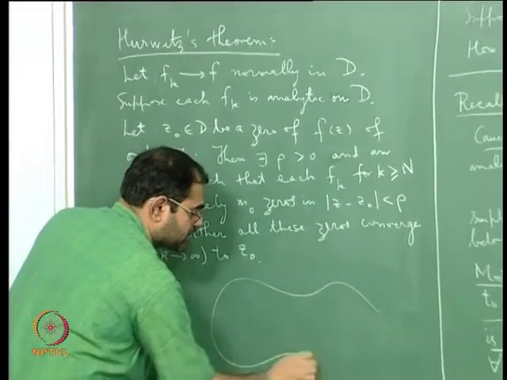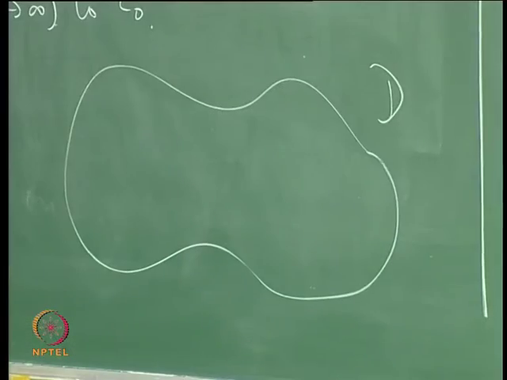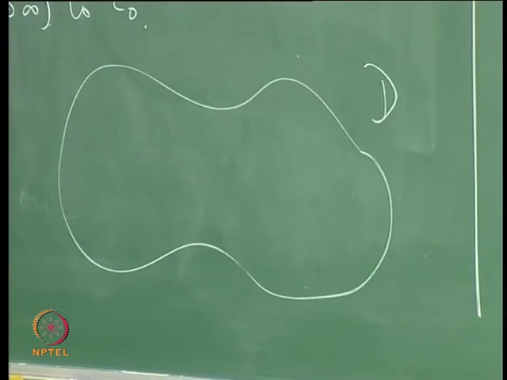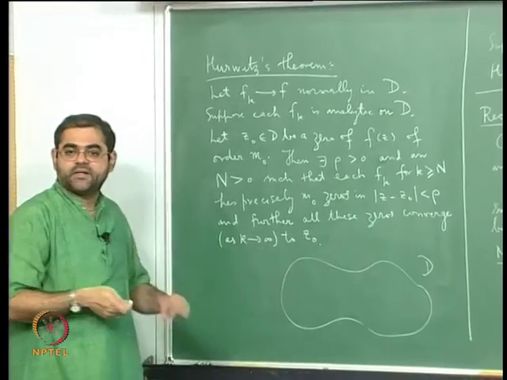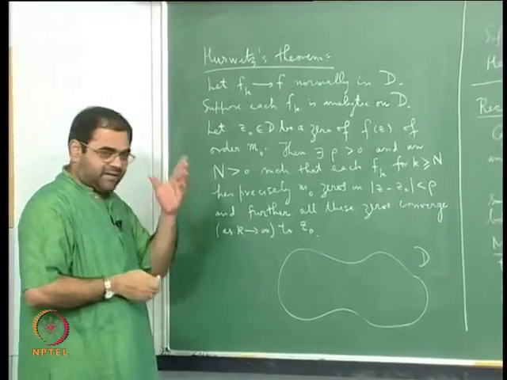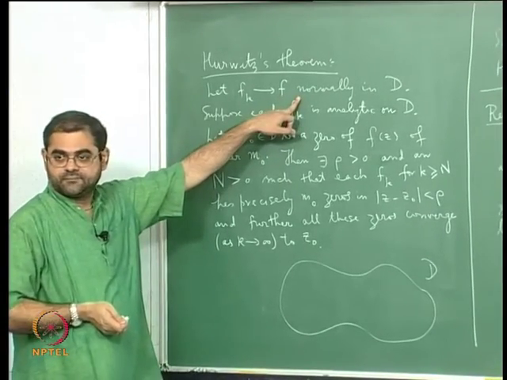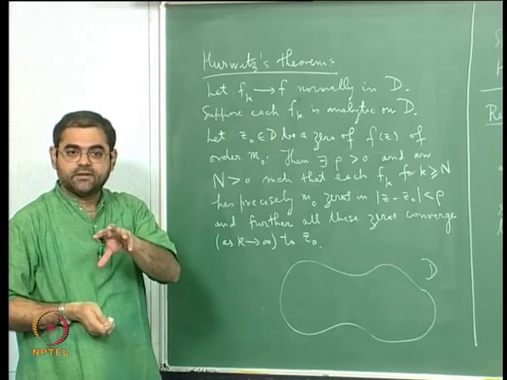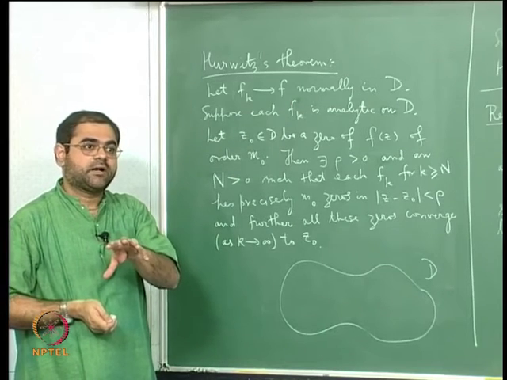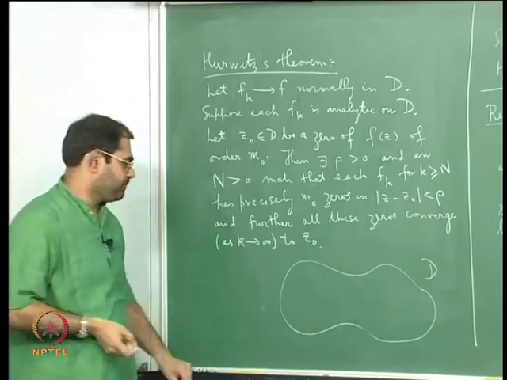Let me again explain. Here is your domain D. Of course I have been drawing a bounded domain, but the domain need not even be bounded. Mind you, a domain is just an open connected set, so it could be unbounded. But we are really not worried about boundedness because of the normal convergence, because normal convergence ensures that so long as you restrict your attention to compact subsets, the convergence is uniform. That is what you always need.